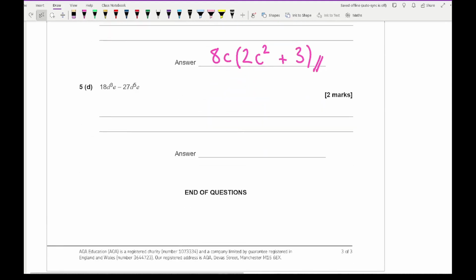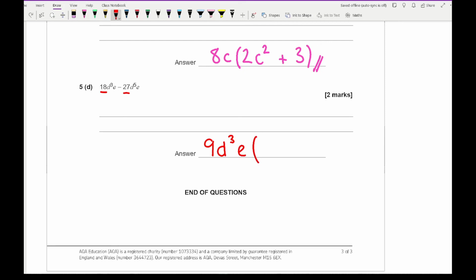Then moving on to the last question. Again, we've got numbers and we've got 2 letters as well. So looking at the numbers, we want to look at the biggest number that goes into both 18 and 27. That's going to be 9. Now both the 2 terms have got D's and E's, so it's definitely going to have D's and E's outside. The only question is, what are the powers going to be of those letters? So looking at the smallest power of D, that's going to be D cubed. And looking at the smallest power of E, that's just going to be 1.